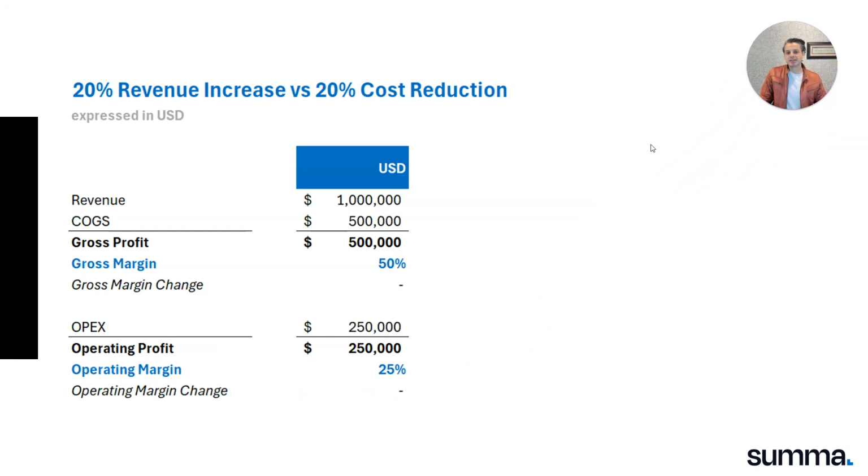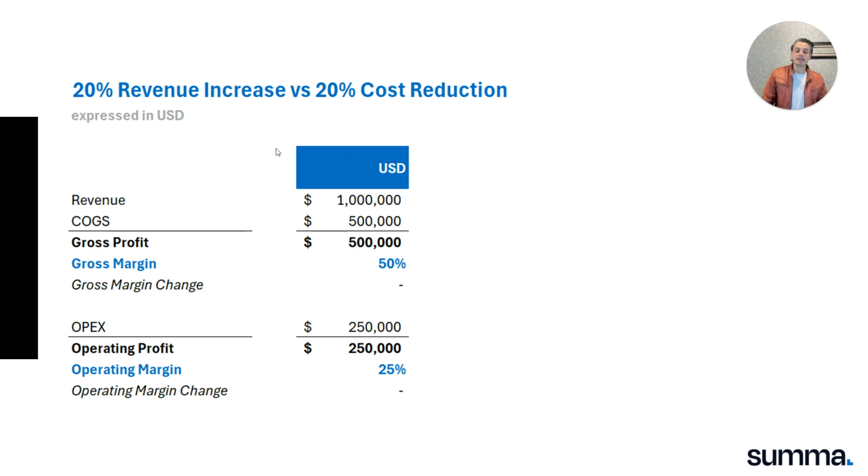Hi, today I want to talk about the difference between a 20% increase in revenue versus a 20% decrease in cost reduction. And for that, I've created this simulated company that has $1 million in revenue. It has a 50% cost of goods sold. So that leaves it with 50% gross margin, and it has $250,000 in OPEX, leaving an operating margin of 25%.